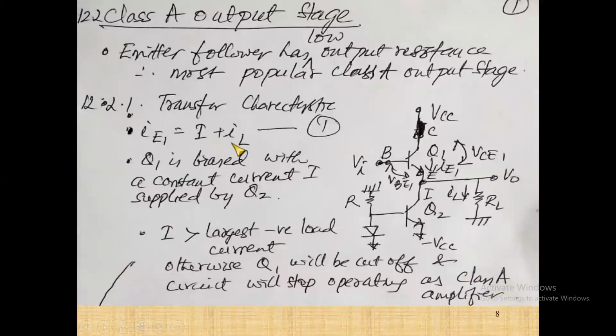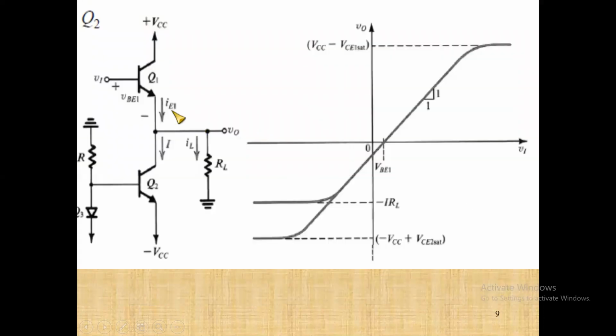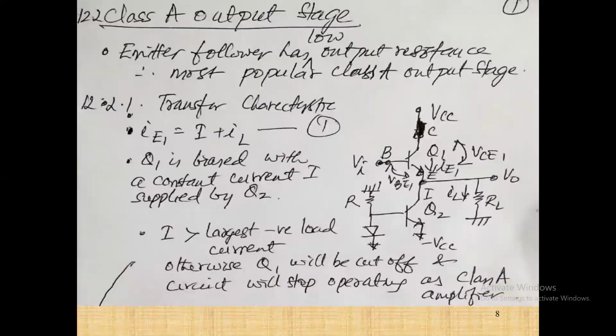So IE1 is equal to I plus IL, that you can see over here. IE1 is here, I and IL are there. The sum of these two will be equal to IE1. Similarly, the output voltage here is VI minus VBE. VI minus VBE will give us V0. V0 is equal to VI minus VBE. So IE1 is equal to I plus IL.